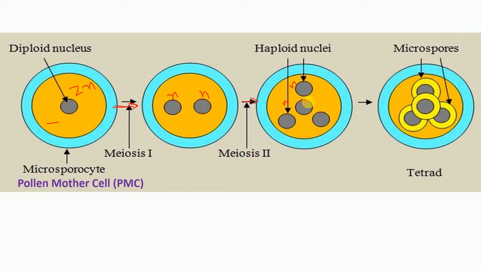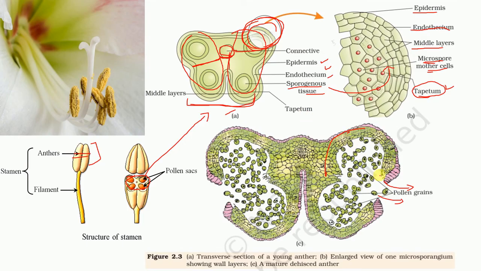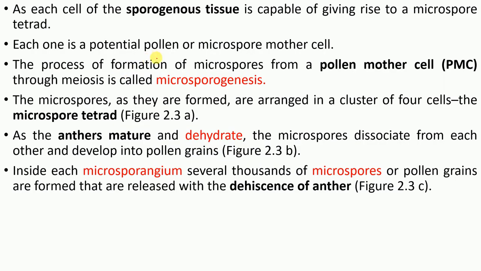So what would be the ploidy of this tetrad, or we can say this nucleus? So it will be n, meaning haploid, right? Because it is divided by meiosis, or you can say reductional division is there, that's the reason the ploidy of this tetrad or microspore is haploid, right? And this tetrad is actually the pollen grain. So after maturation of this, the pollen grains will come out from this. You can see here there will be a large number of pollen grains.